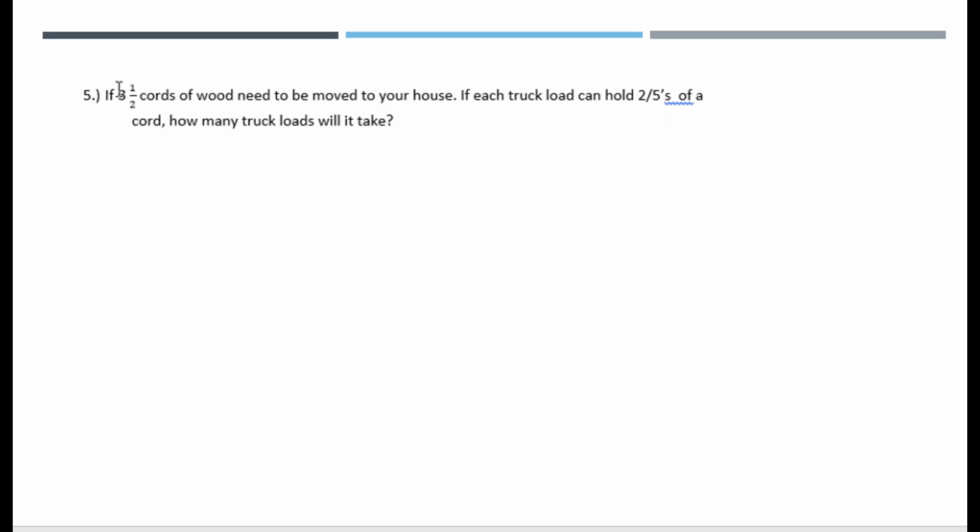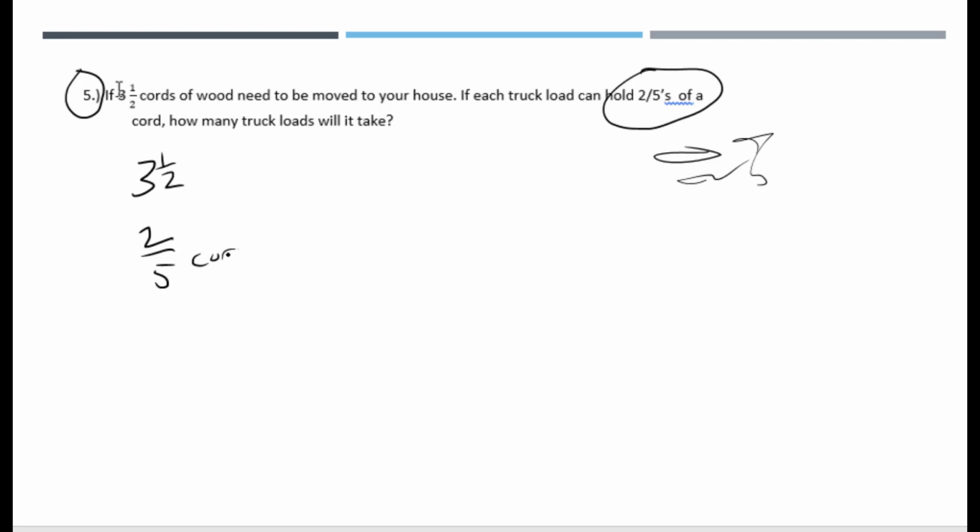So I'm going to do this one here. It's like, get you going on it. It says 3.5 cords of wood are needed to be moved to your house. So somebody gave you 3.5 cords of wood, right? Stacked it up, 3.5 cords, and you're going to move that with your truck. But each truck can only hold 2/5 of a cord. And you have to go back and get another 2/5. So how many truckloads will it take?